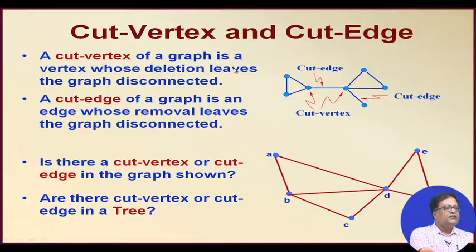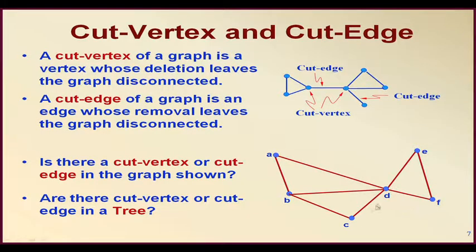So, a cut vertex is a vertex whose deletion leaves the graph disconnected, right. Similarly, the cut edge concept. Now, look at this, it is very interesting. What is its edge connectivity? How many edges do I remove to make the graph disconnected? Look, it should be at least 2. So, if you disconnect these 2, then the graph is disconnected.